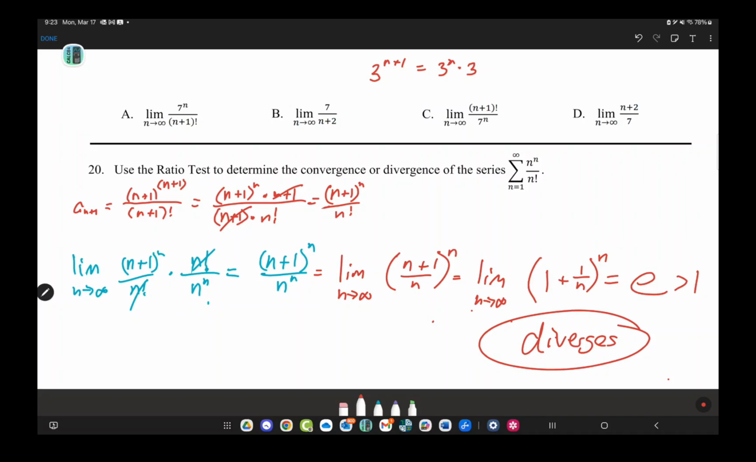Because you'd end up with what? If you started with 1, you get 2 over 1 to the 1 power, and then you start with 2, you get 3 over 2 to the second power, and then 4 over 3 to the third power. No matter what, your numerator is going to be bigger than your denominator. So it has to diverge. Your numerator will never be smaller.